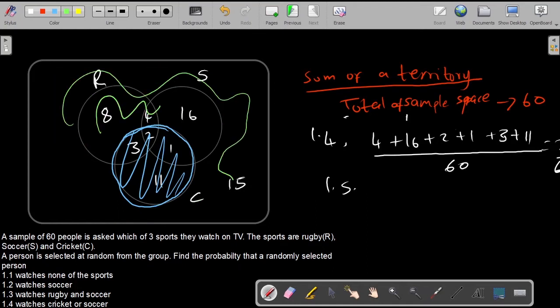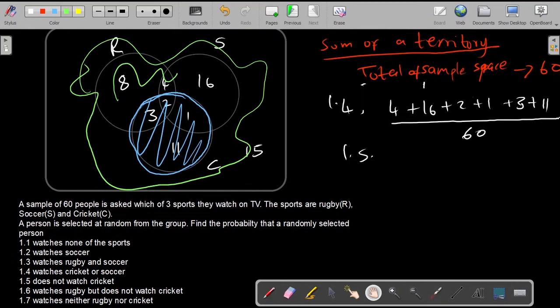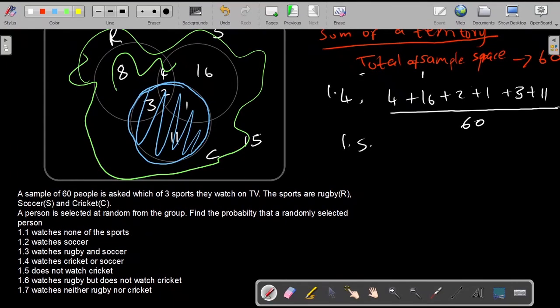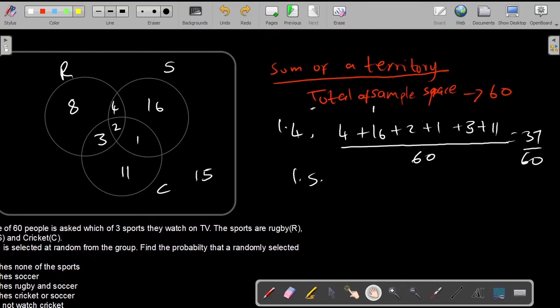Even on the outside, we include everything on the outside because everything on the outside also forms part of the territory which is not cricket. So you can view this as being not cricket. So which portions are not cricket? Basically everything except the cricket portion. To find that value, once again, we just add up the values of the territory that we're talking about.